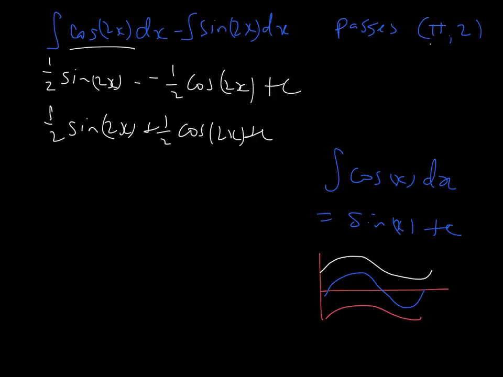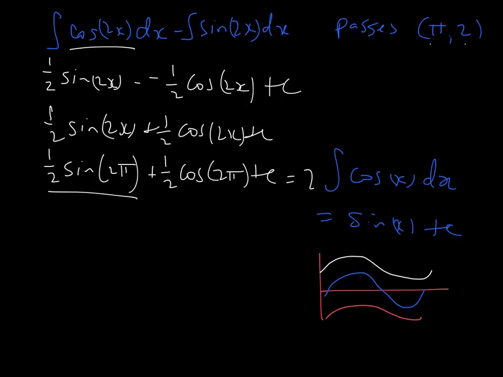Now, given that it passes through pi and 2, we know we've got 1 over 2 sine of 2 pi plus 1 over 2 cos of 2 pi plus c will equal 2. Sine of 2 pi is 0, and cos of 2 pi is 1. So we've got 1 over 2 plus c equals 2. I think I've made a mistake. Nope. So we take our half over to the other side, and we end up with c equals 3 over 2.